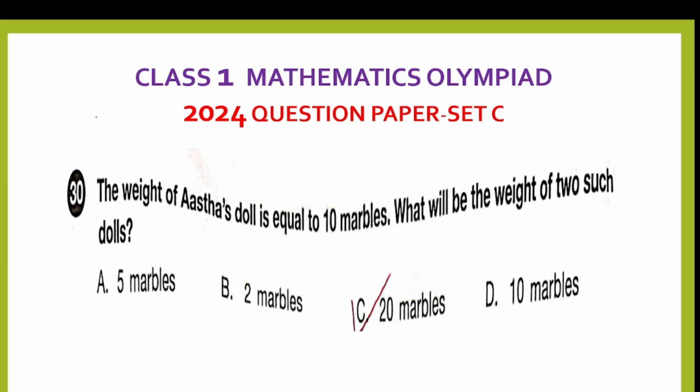Next question. The weight of Asta's doll is equal to 10 marbles. What will be the weight of two such dolls? Asta's doll weighs 10 marbles and we have to find the weight of two such dolls, right? So we have to do the addition 10 plus 10, that is 20 marbles. This is the weight of two such dolls. Therefore option C is the correct answer for the given question.